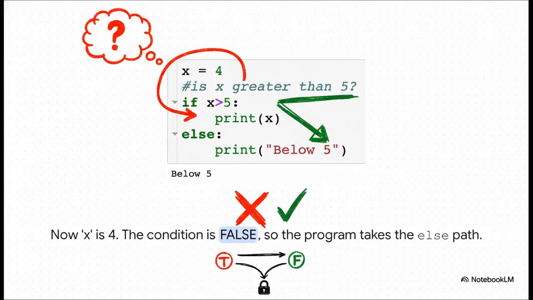This time, x is 4. The program asks the exact same question: is x greater than 5? But this time, the answer is false. So the program completely ignores the first indented line, and instead, it jumps straight down to the else block and prints below 5. And here is the most important part about if-else. It's a guarantee. One of those two paths, and only one, is going to run, every single time.